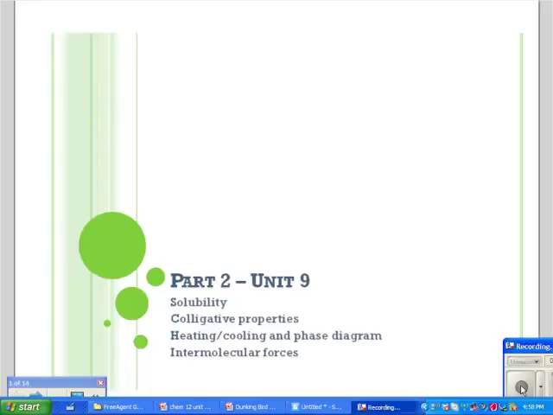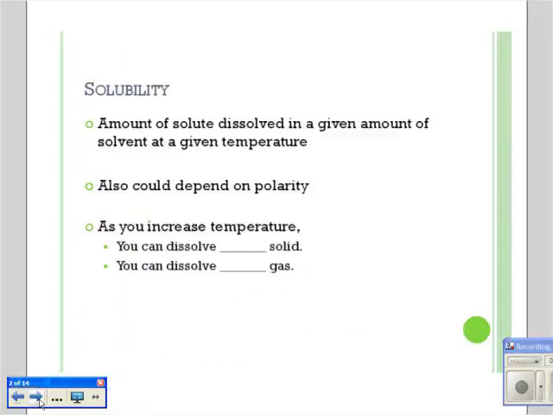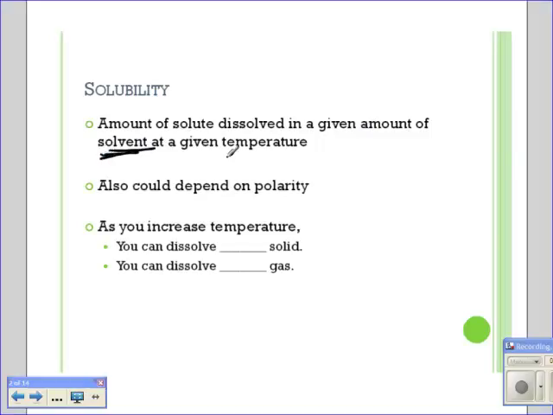So the second part of the unit began with solubility and colligative properties. This is picking up after solution stoich, as solubility. And solubility is the amount that you can dissolve. It's dependent on how much solvent you have, and it's also dependent on the temperature. It could depend on polarity, but that's less important than how much solvent you have and what temperature you're at.